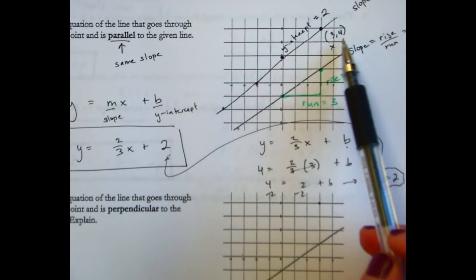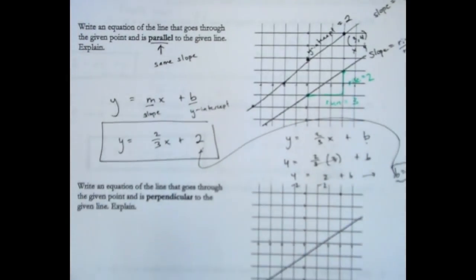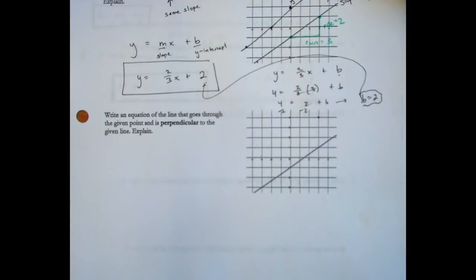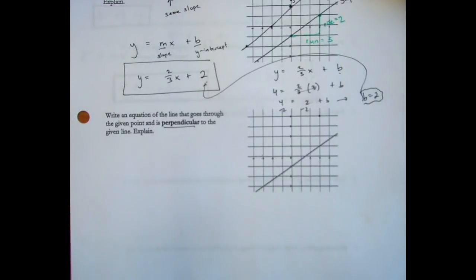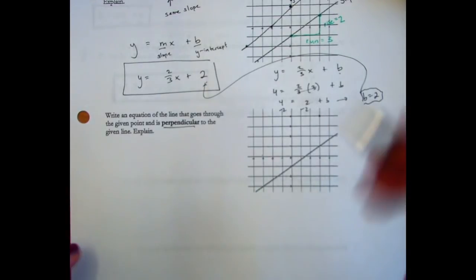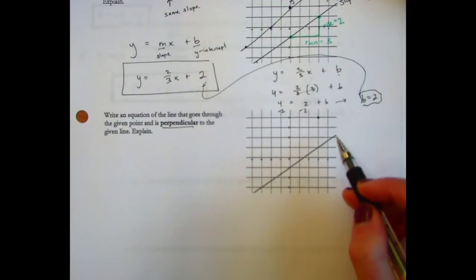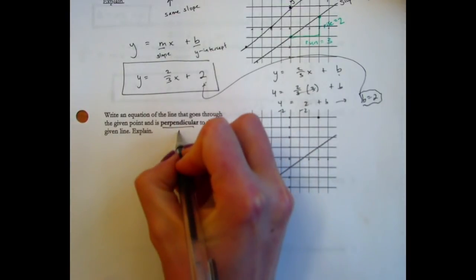All right, last example is this perpendicular. Same problem, except one word is changed, and that word is perpendicular. So we're trying to find the line that goes through this point and is perpendicular to the given line. Perpendicular meaning that the slope of that line is going to be the opposite reciprocal.